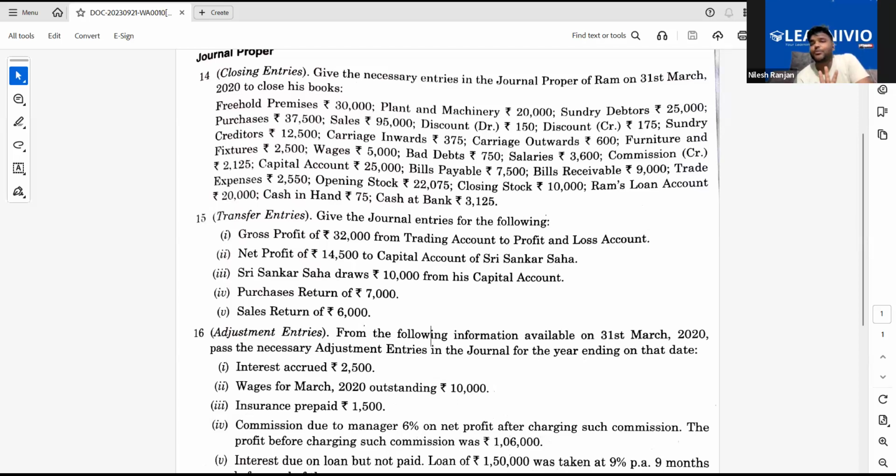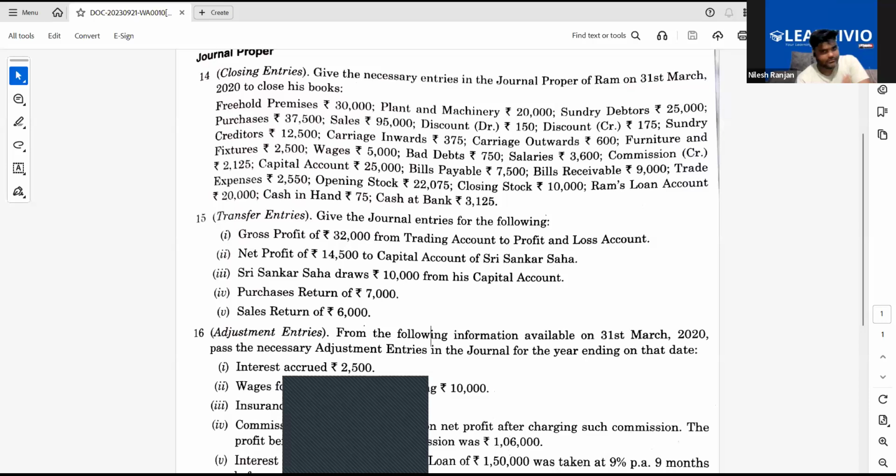You don't have to prepare the profit and loss account and trading account. You just have to write the journal entry, like discount. So discount is on the debit, so it will be profit and loss account debit to discount. Then discount credit, then discount account debit to profit and loss account. Only journal entries for all the items which need to be closed.